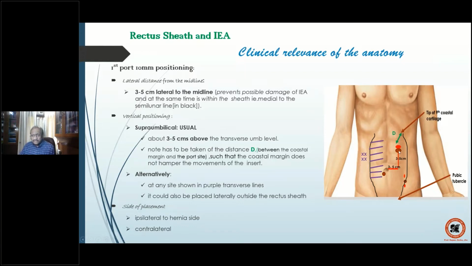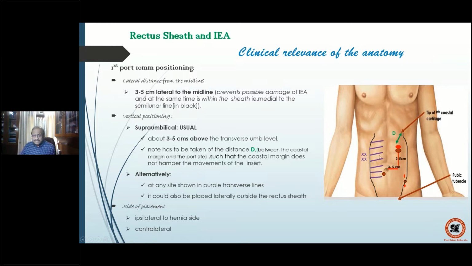But when you're taking 3 to 5 centimeters, care has to be taken about this distance D, that is the port and the subcostal distance, because the subcostal margin is the bony margin, and if it is too short, then the instruments inserted through the first port would be clashing, or their movement would be hampered, by the subcostal margin. So this distance has to be adequate. Having said that, the preferential position for the first port is 3.5 centimeters from the midline and 3.5 centimeters above the transumbilical plane.